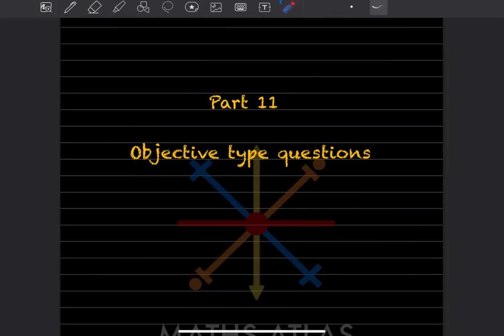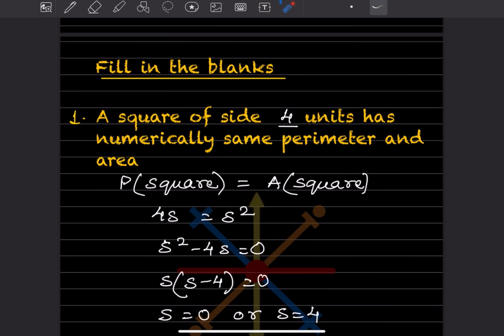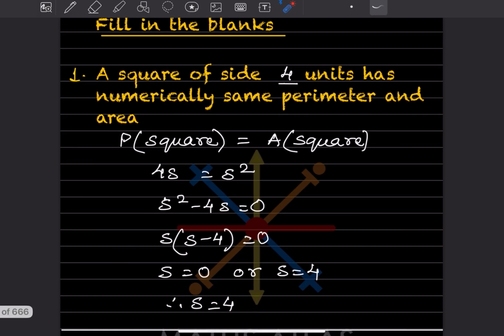So today we'll do part 11, and we'll see the objective type questions. Here they said fill in the blanks. One more thing I have to tell you: even if it is a fill in the blanks, you cannot get the answer directly. You have to solve it. Whatever you see in the white one, you have to solve it and then only fill in the blanks. Don't do it directly, because most of the questions you cannot do directly.